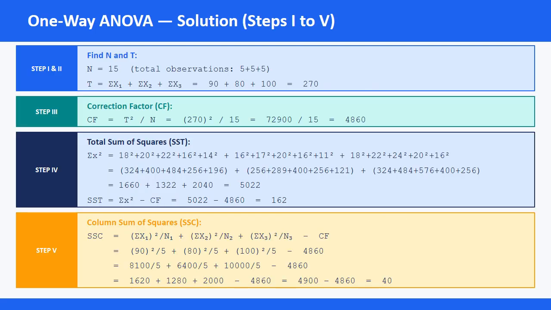Let us solve step by step. First, the value of N is equal to 15. T is equal to 270 and we are going to compute the correction factor. So CF is equal to 4860 by applying the correction factor formula. Then we calculate SST by squaring all the values. So SST is equal to 162 and then we compute SSC, which is equal to 40. So far we have the total variation equal to 162, and the between group variation equal to 40.